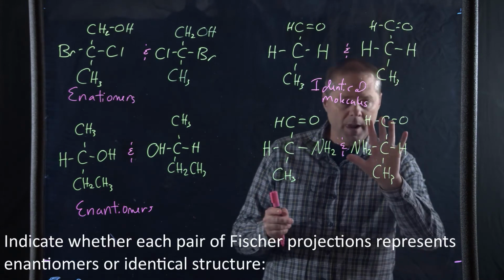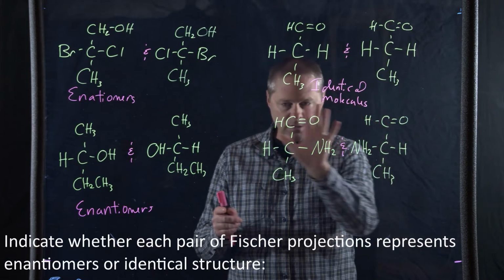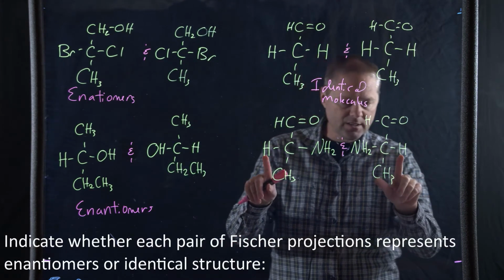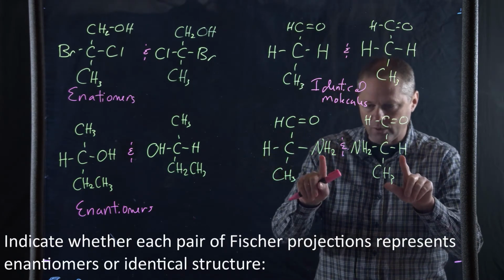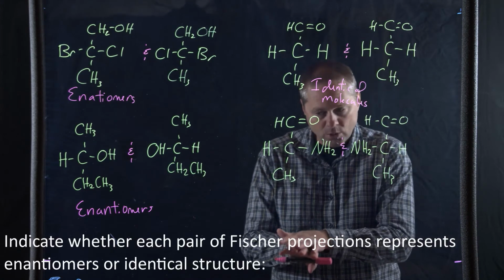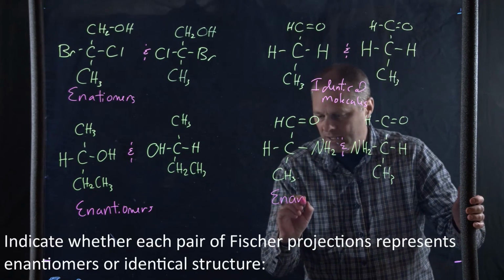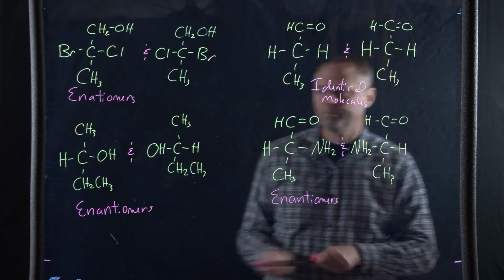Looking pretty good. So if we take this molecule and lay it on top of this, this amine will go on top of the nitrogen, this on top of the hydrogen, and this hydrogen will go on top of this amine group, and so they are not superimposable, just like your hands. So this is going to be a pair of enantiomers.